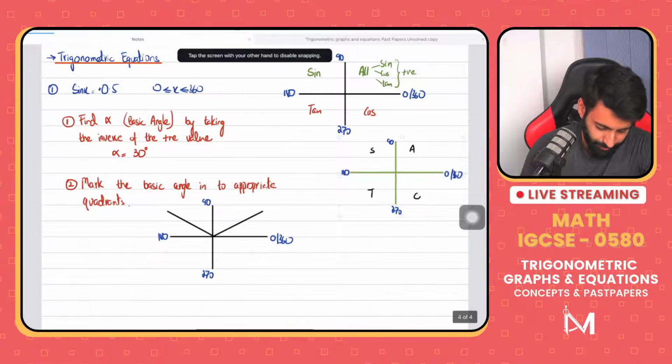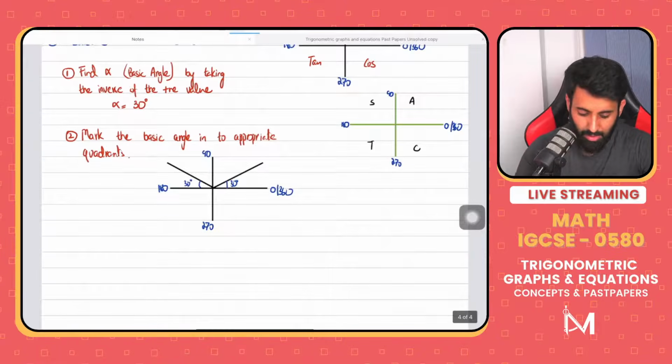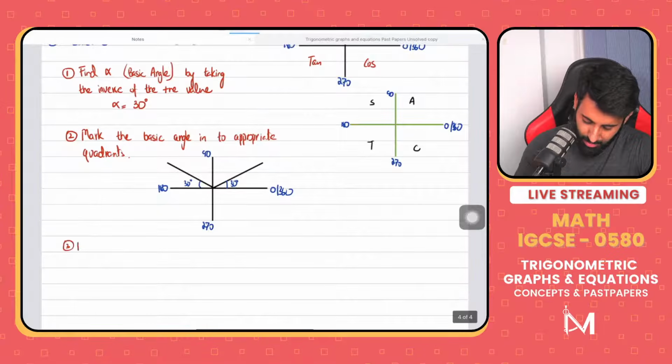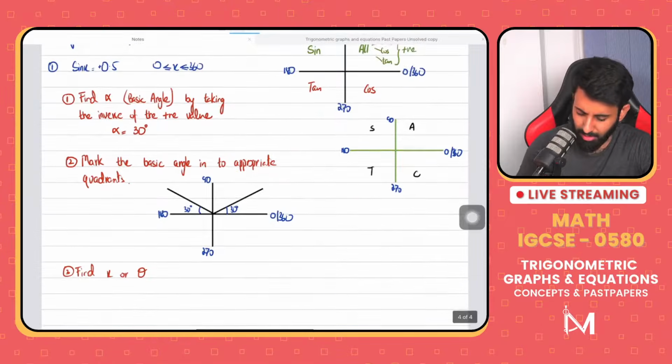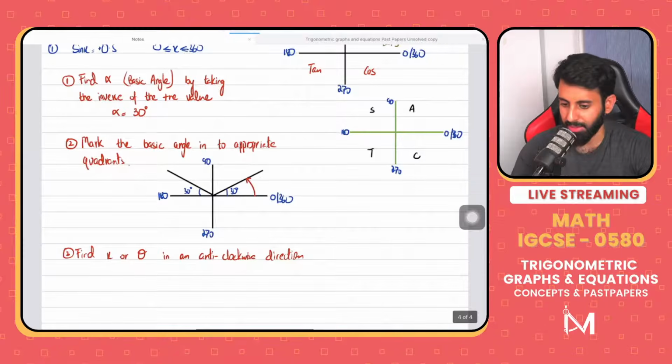There you go. Now, since alpha is 30 degrees here and alpha is 30 degrees here, that's that. Then comes step 3, the final step, which is that you find x or theta, whatever it is that's given in the equation. Here it's x in an anti-clockwise direction. So what does that mean? Let me explain. You start from 0, you keep on moving in an anti-clockwise direction till you reach alpha.